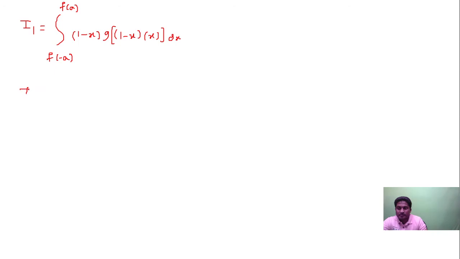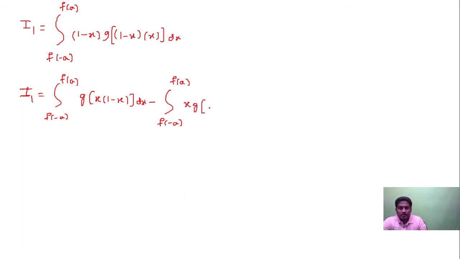Now if I separate them, I1 is equal to integration of f of minus a, this is f of plus a, g of the bracket you get x into 1 minus x dx, minus integration of f of minus a, and then this is f of plus a, you get x into g of x into 1 minus x, and then dx. This is the same as I1, right? Yes, this is the same as I1. It's already given in the question. This is I2. You shift it to the left side.